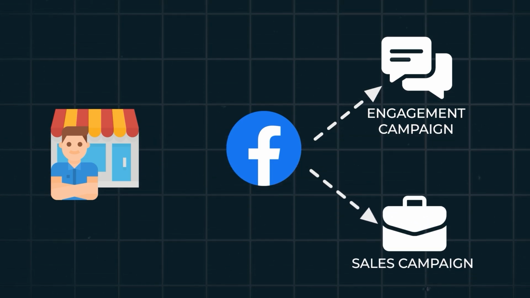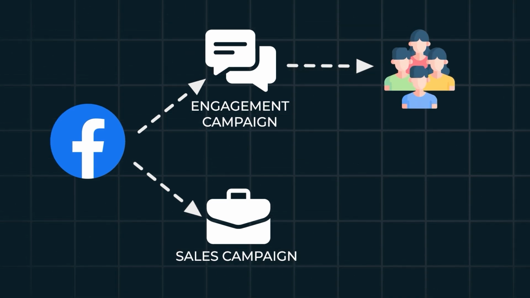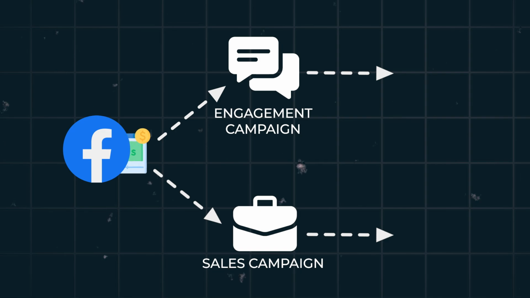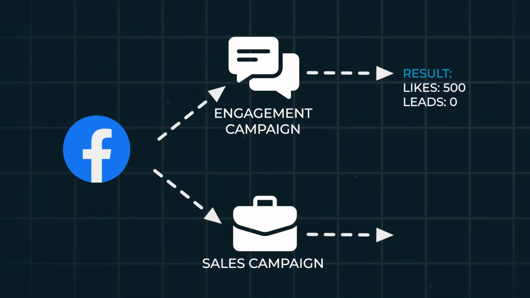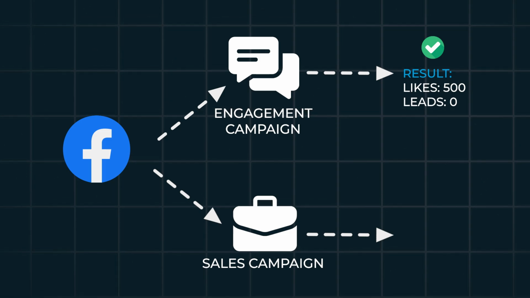The difference in each campaign is that in the engagement campaign, Facebook is going to show the ad to people within the selected audience who are most likely to engage. If you get 500 likes and 0 sales or leads in an engagement campaign, Facebook is going to call that a win because it's optimizing for engagement.